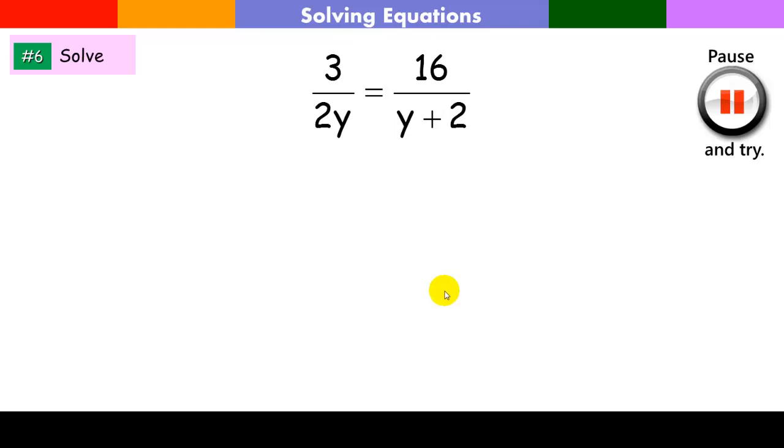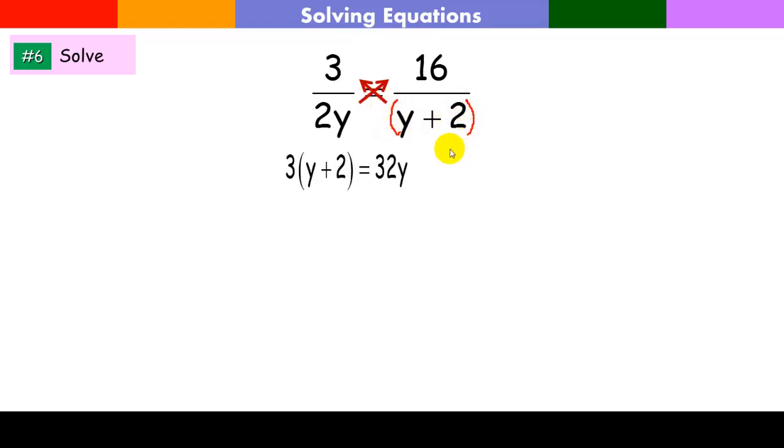Okay. Number 6, go ahead and try that one. Okay, very similar to the last couple of problems. This is straight cross products here. Again, understanding that this is a binomial. So we do have 3 times y plus 2, so of course we will distribute.